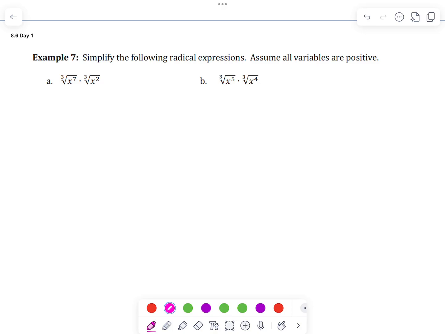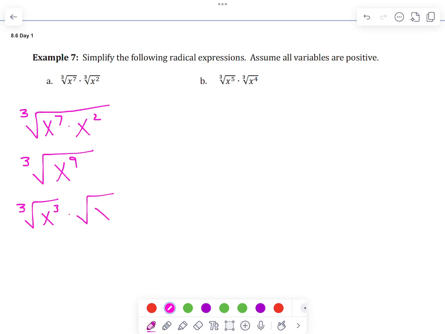Back to the product property. Now I'm going to go ahead and combine these 2 radicals together. They have the same index. They're both an index of 3. So we have 1 radical. And I'm going to combine those x's together. Notice there are a total of 9 x's. And I'm going to separate back out into x cubed, another x cubed, and one more x cubed. So this will become x times x times x, or x to the 3rd power.